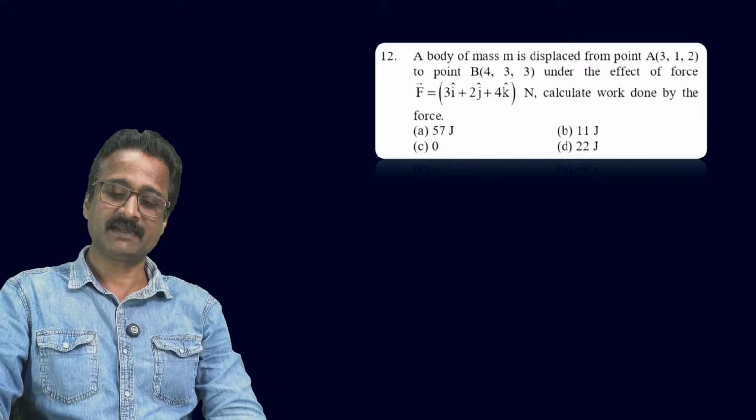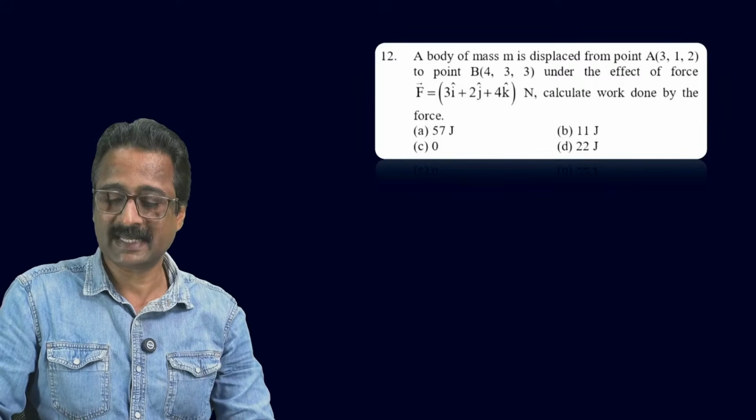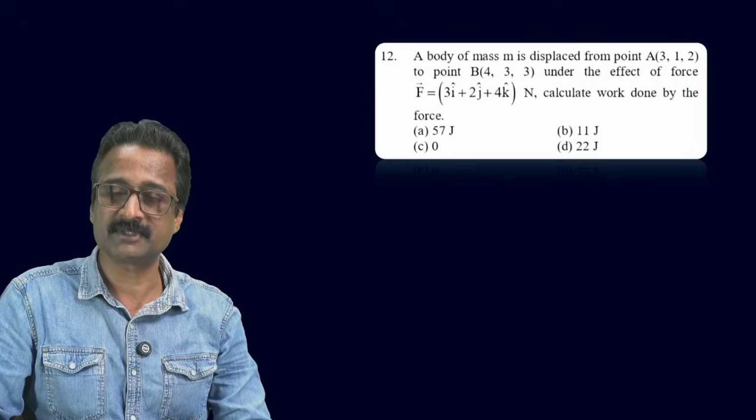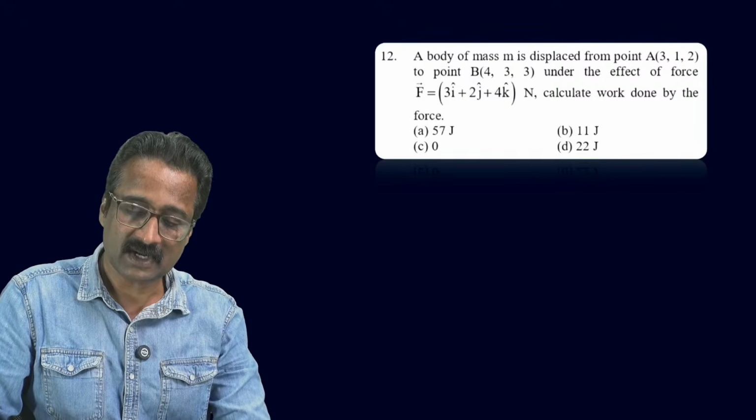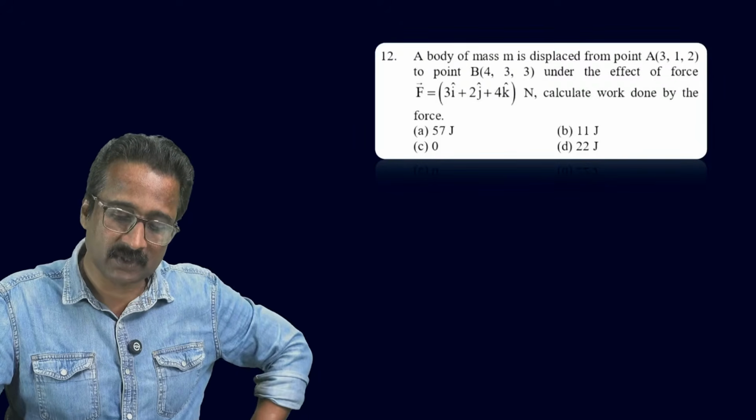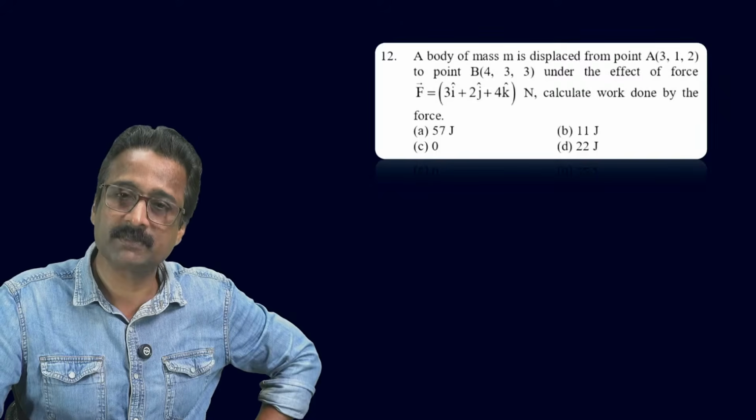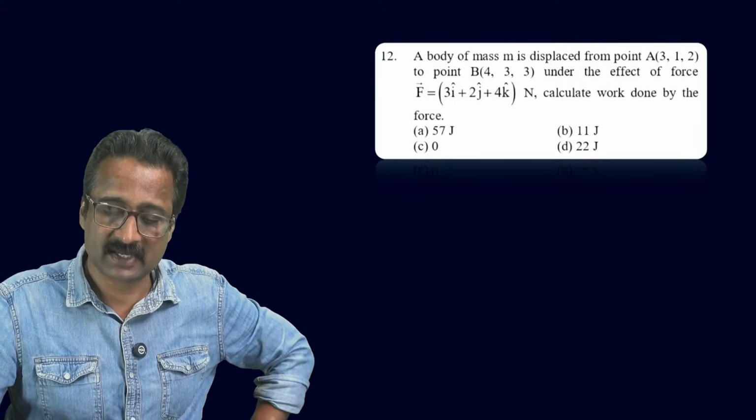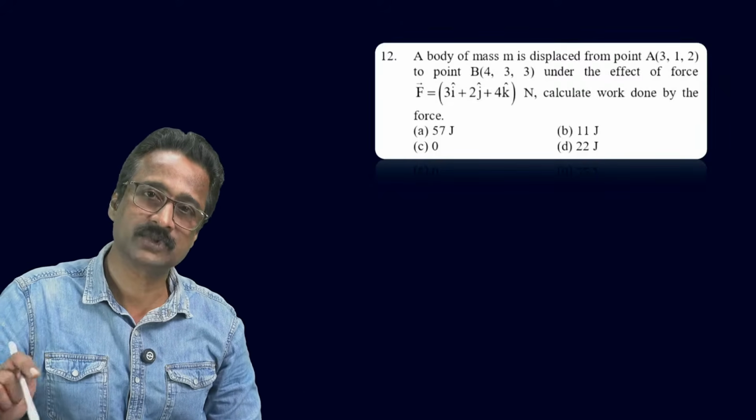A body of mass m is displaced from point A (3, 1, 2) to point B (4, 3, 3) under the effect of a force F equal to 3i plus 2j plus 4k. Then calculate the work done by the force.